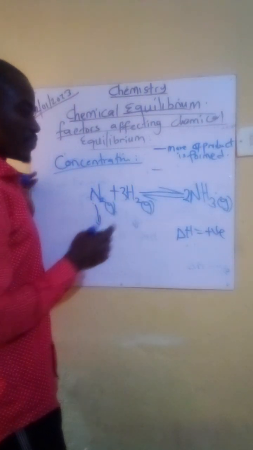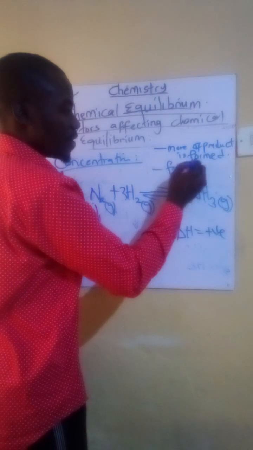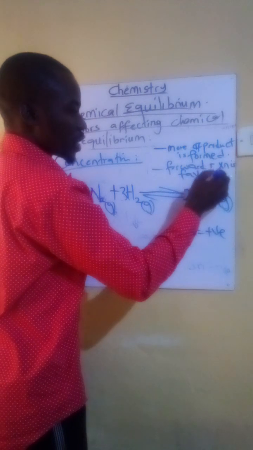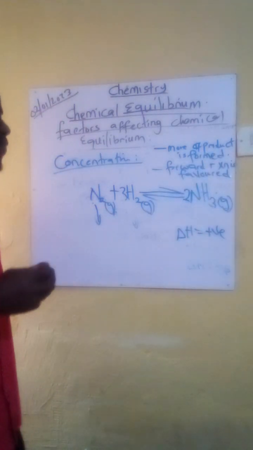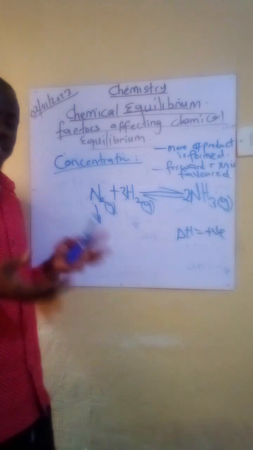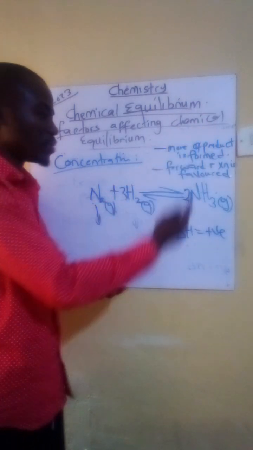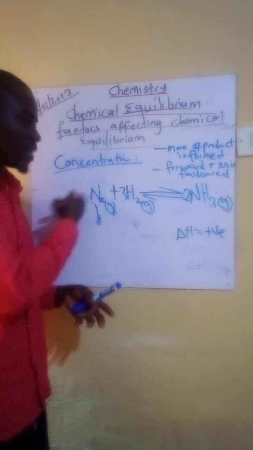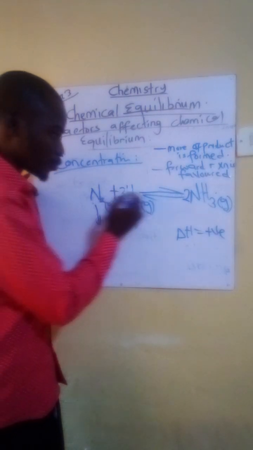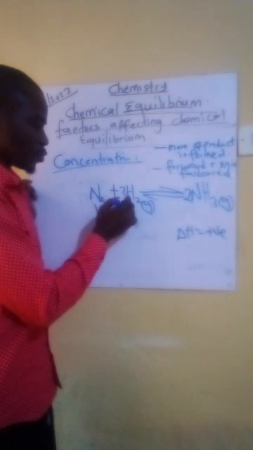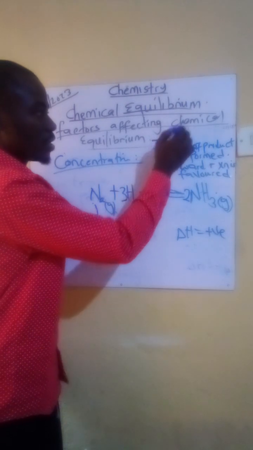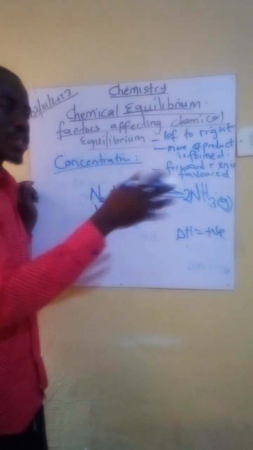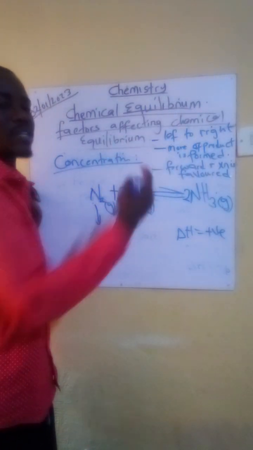You can also say forward reaction is favored. These are the ways they will ask you: more of product, or more of ammonia is formed, or more of ammonia is produced, or it favors the forward reaction, meaning that the reaction will proceed forwardly, from left to right. These are the ways they can change their words. All of them are the same thing.